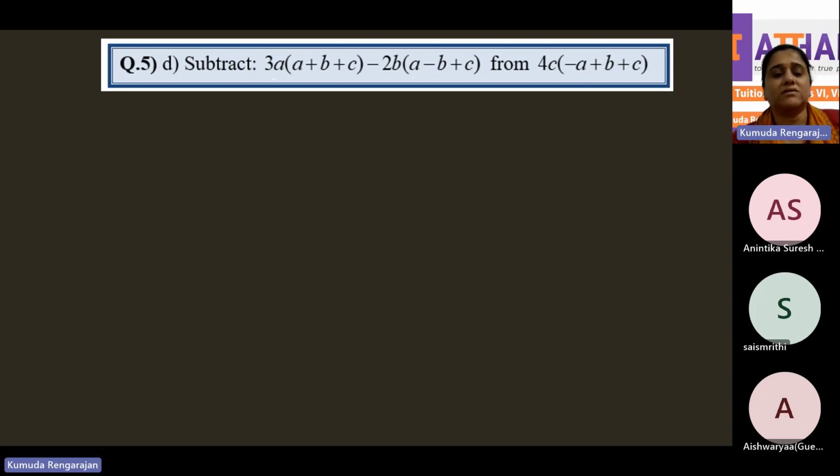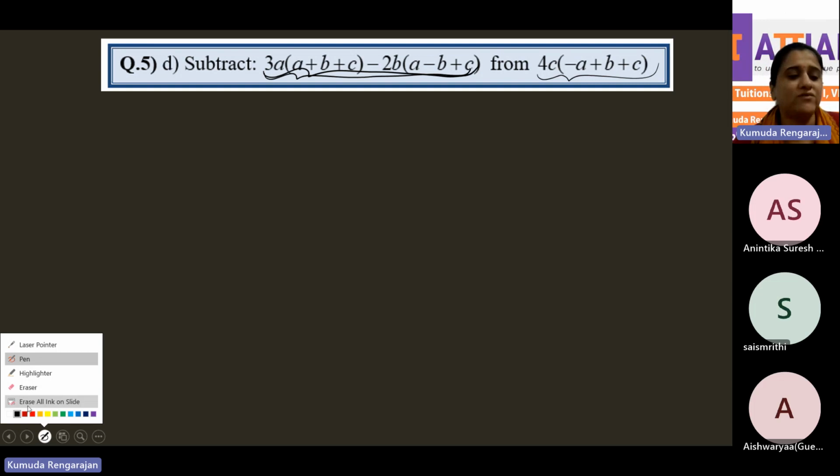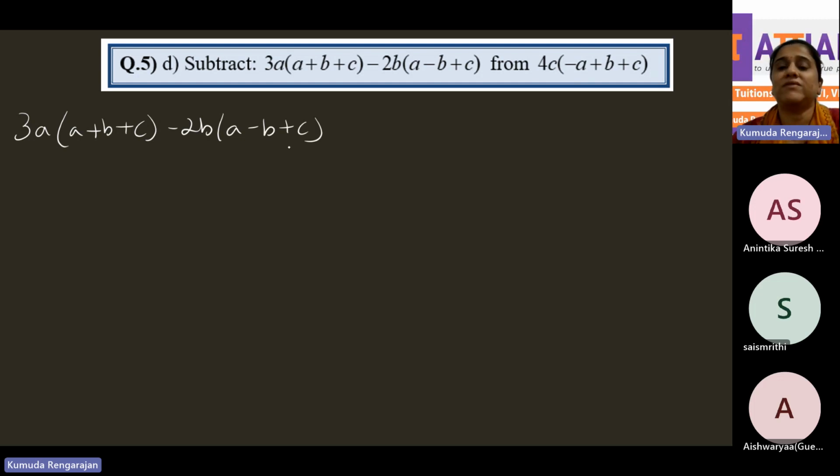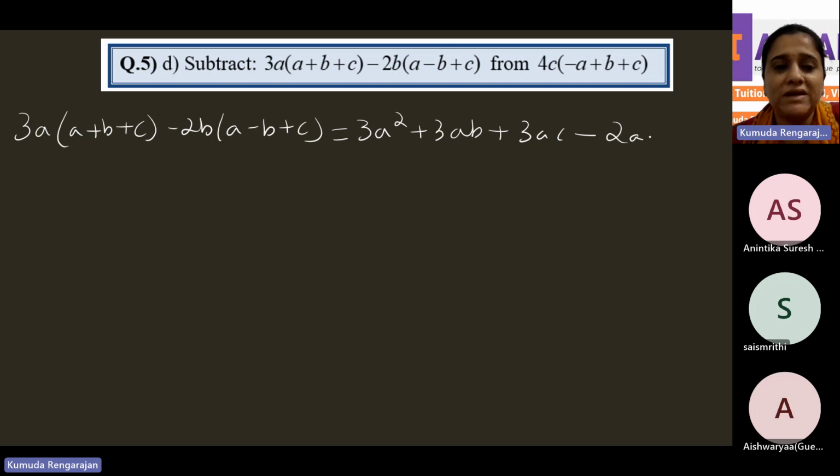So here it is subtract. Children, see, subtract this one from this. But this itself has to be simplified. So simplify that first. See here, 3A into A plus B plus C minus 2B into A minus B plus C. This itself has to be simplified. So let's work on this first. So 3A squared plus 3AB plus 3AC minus 2AB plus 2B squared minus 2BC.